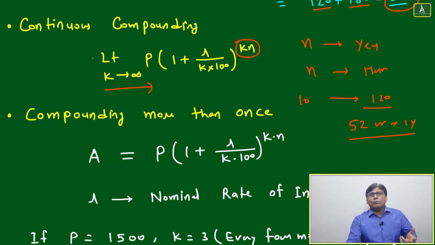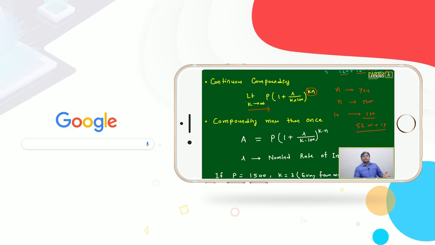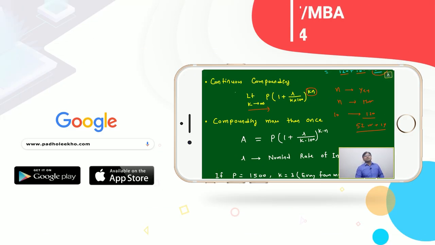Maybe if you are compounding on a daily basis, you can say that is a very high level of compounding, that is continuous compounding. Then limit k tends to infinity, P equals to (1 plus r over 100) to the power k n.